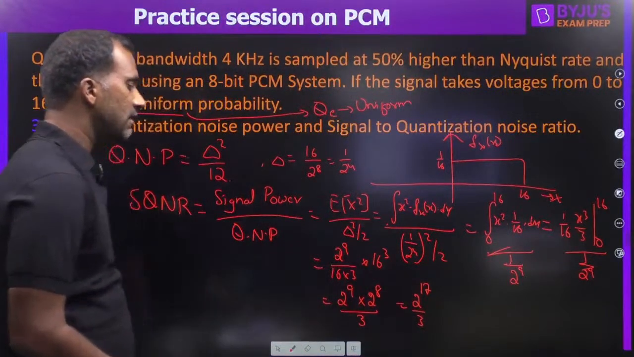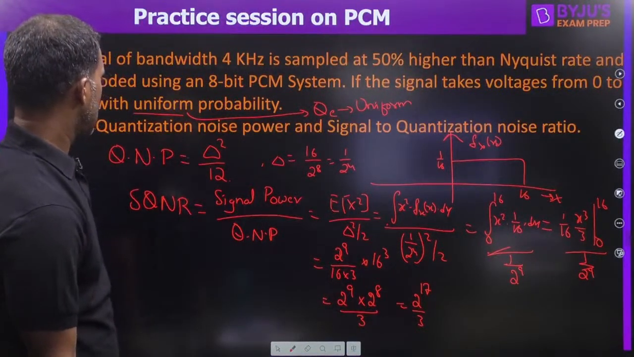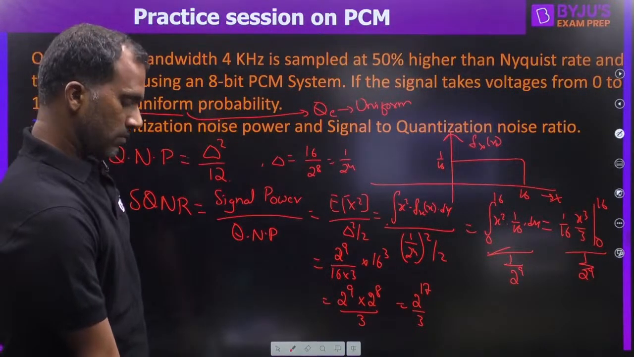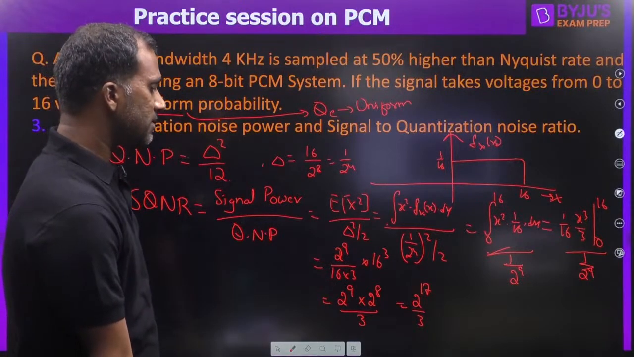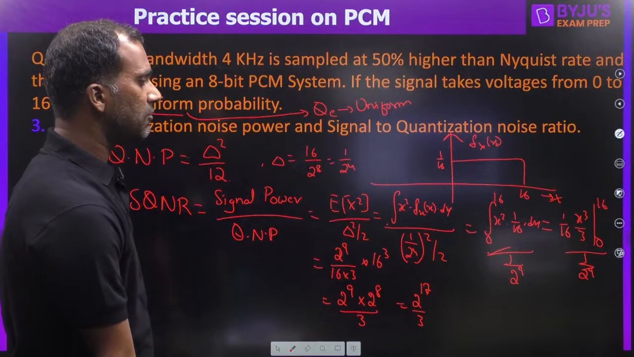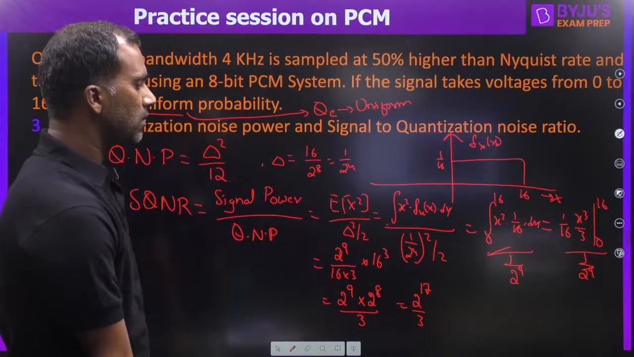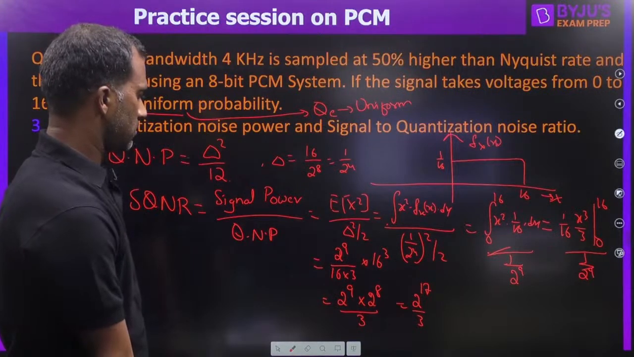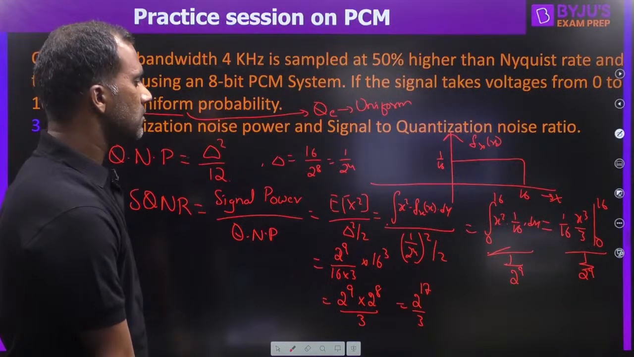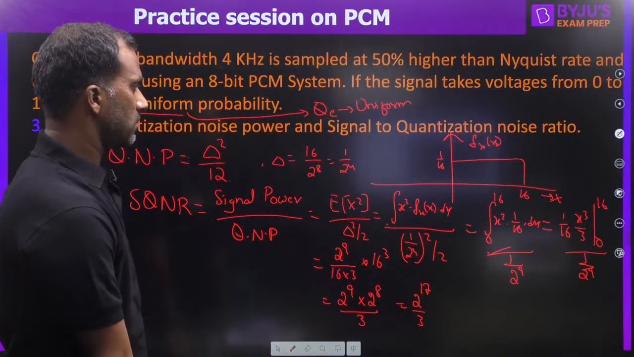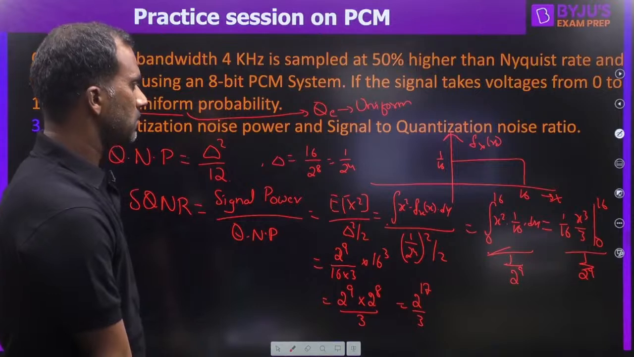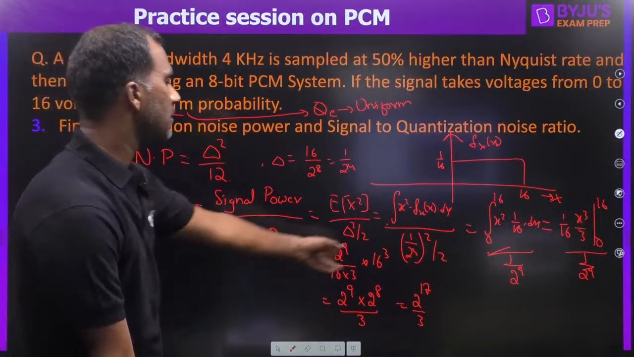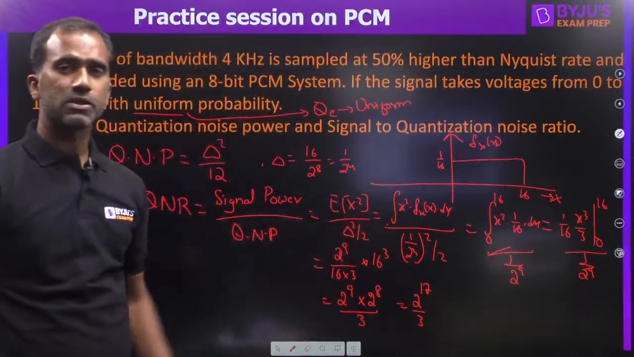So you can calculate this. It is 2 power 17 by 3. It should be somewhere around 50 dB or something like that. Sorry, 48 dB. Okay, it's fine. You can calculate this. You'll get the answer. Convert this into logarithmic scale.